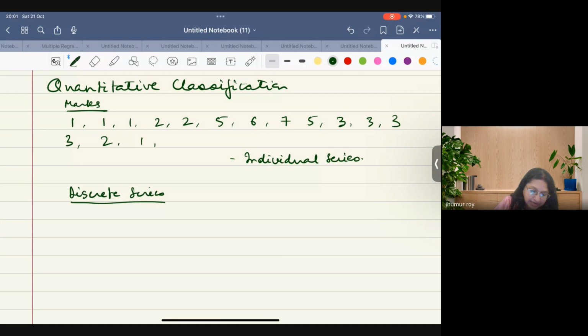Now, if you put it in order, we've got 1, then we've got 2, then we've got 3. I don't think we have 4. Do we have 4? No. Have I written 4? No. There's no 4. Then we have 5, then we have 6 and we have 7. So these are the numbers which are there in the series. So this is my X column.